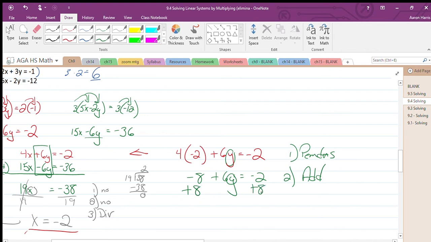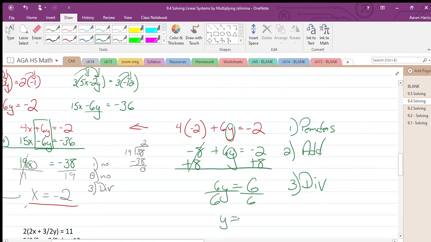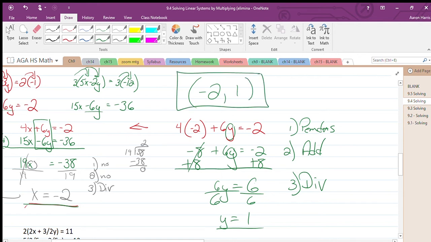Okay. So I got that. This cancels. 6y is equal to, what's 8 minus 2? 6. Step 3, remove multiplication and division. I'm going to divide. So I divide by 6, divide by 6. Y is equal to what? 1. So if x is negative 2, y is 1, my answer is negative 2, comma 1. And this is where they would intersect if we were to graph them.